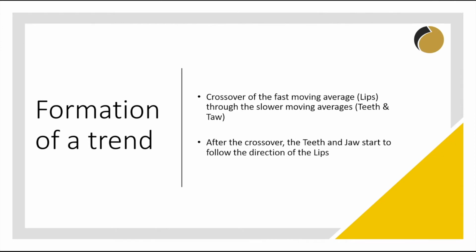Now, moving on to the formation of a trend. The formation of a trend is displayed by a successful crossover of the lips, which is the green line or the fastest moving average, through the other two lines, which are the slower moving averages. This should be followed by the slower moving averages, being the teeth and the jaw, following the direction of the lips. As an entry point, many traders will enter the stock or the market following a candle close above all three lines. Likewise, traders will exit a stock following a candle close below all three lines. Once again, I will show you this on a chart fairly soon.